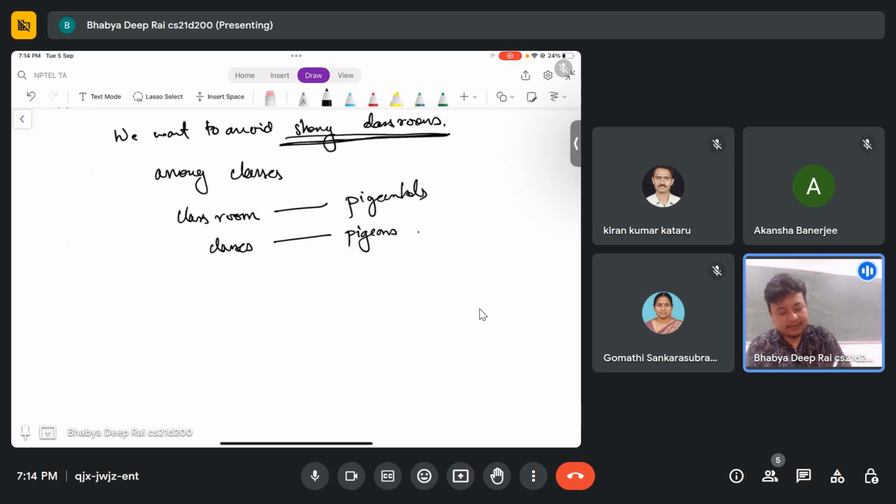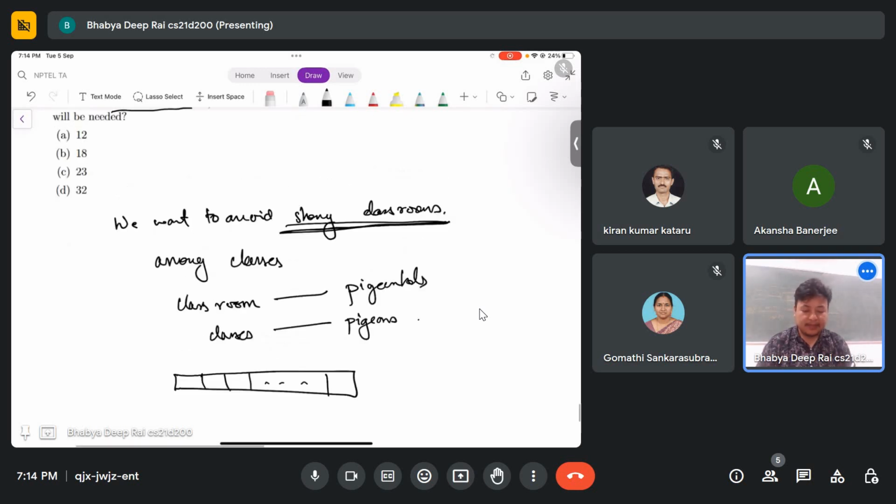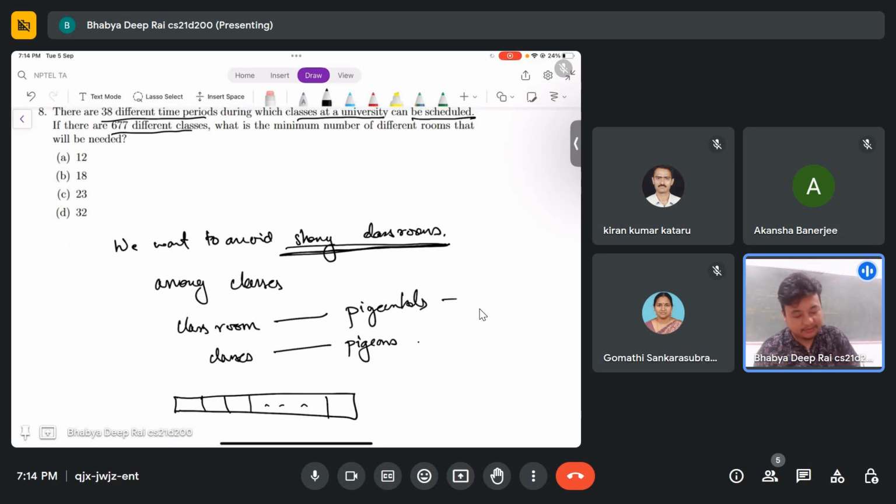Okay, so the idea is as follows. If you find out that, so what are the number of classrooms? So number of pigeonholes is... oh okay, sorry, I'm very sorry, you're sharing time periods, that's right. We want to avoid sharing time periods, right? I mean, if they share the same time period, we want to allocate different classrooms to them.